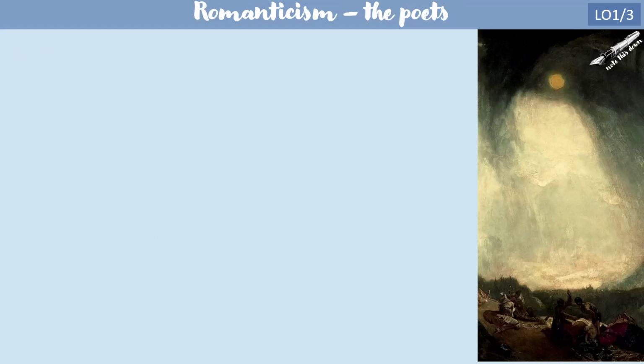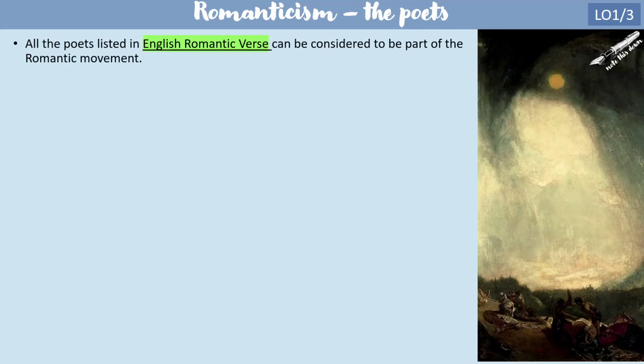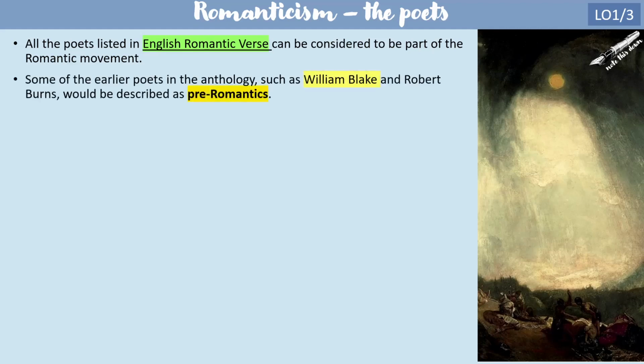So now let's look at the Romantic poets and where they sit within the movement. So all of the poets listed in English Romantic verse can be considered to be part of the Romantic movement. Some of the earlier poets in the anthology, such as William Blake or Robert Burns, would be described as pre-Romantics.